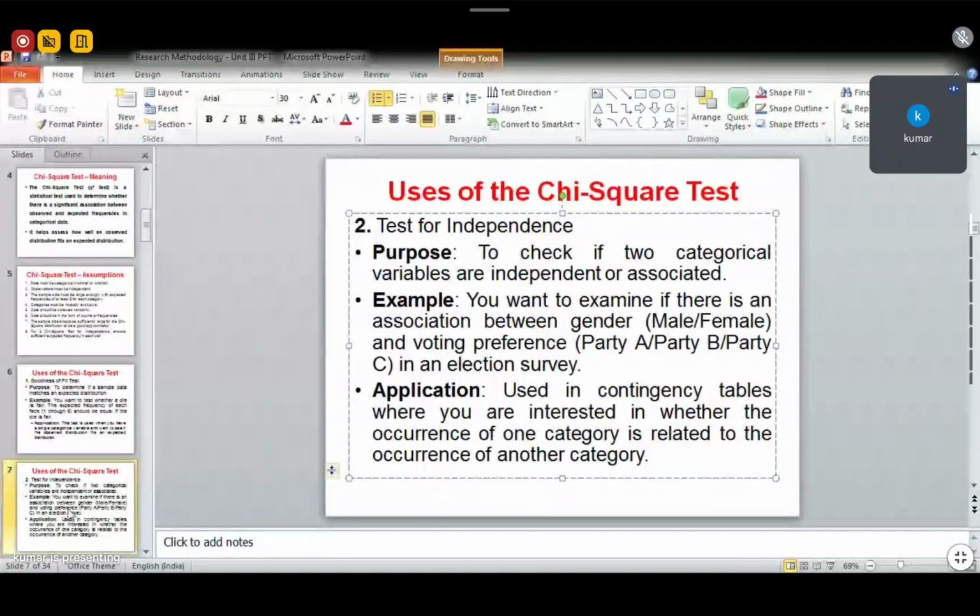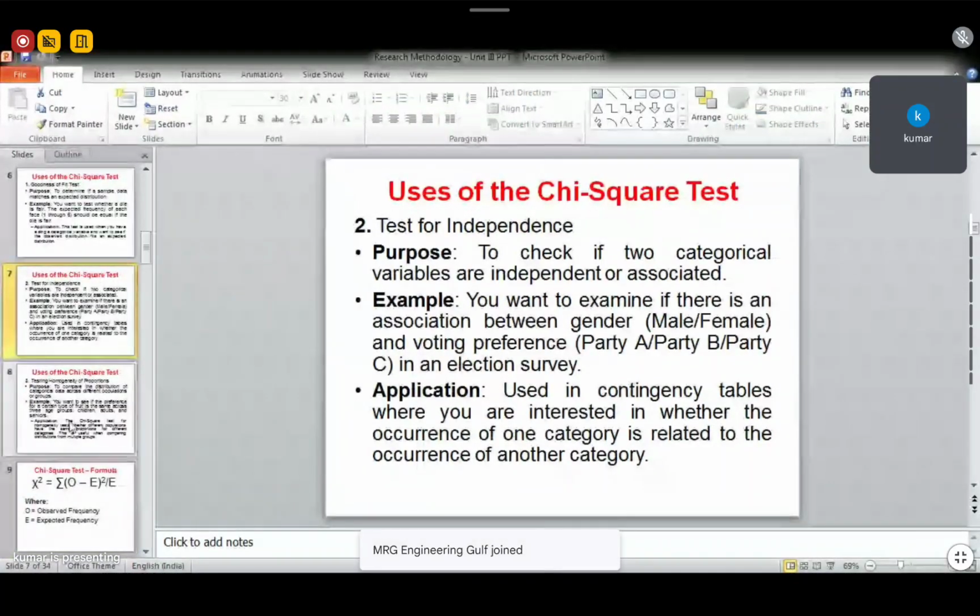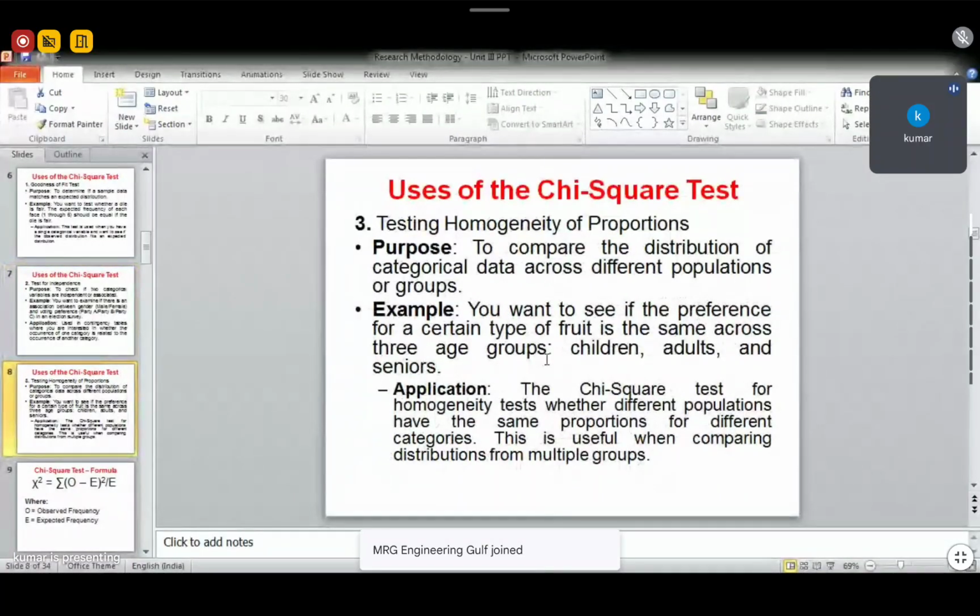Then the third use is testing homogeneity of the proportions. That means to compare the distribution of categorical data across different populations or groups, one can use the chi-square test.